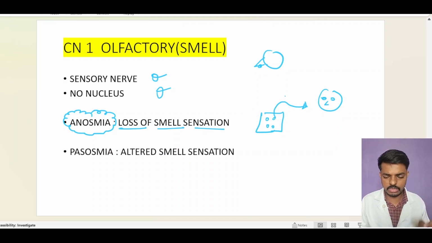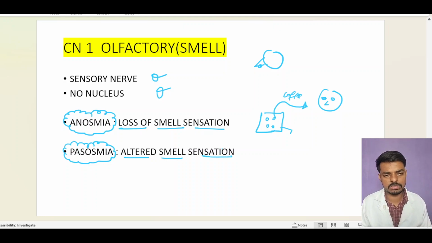When we are exposing the patient to coffee smell, and he is telling that it is some metal smell, it means his sensory function is altered, smell sensation is altered. He is getting some smell, but he is not getting what it is exactly. We expose him to coffee smell, he tells some metal smell, so he has altered smell sensation, that is called parosmia. Okay, very important word, parosmia. The examiner may confuse you with this word. Altered smell sensation is called parosmia.